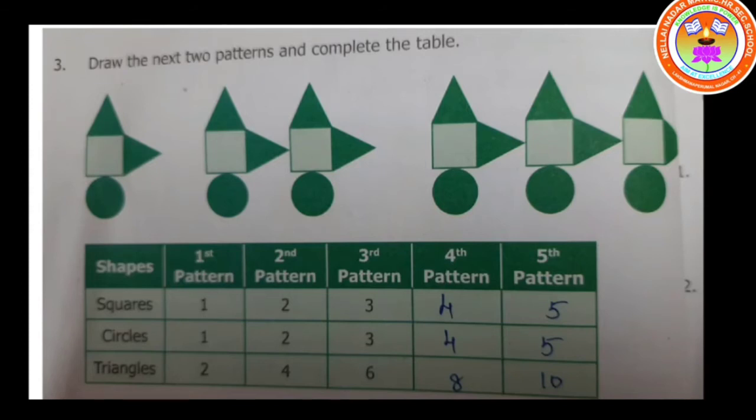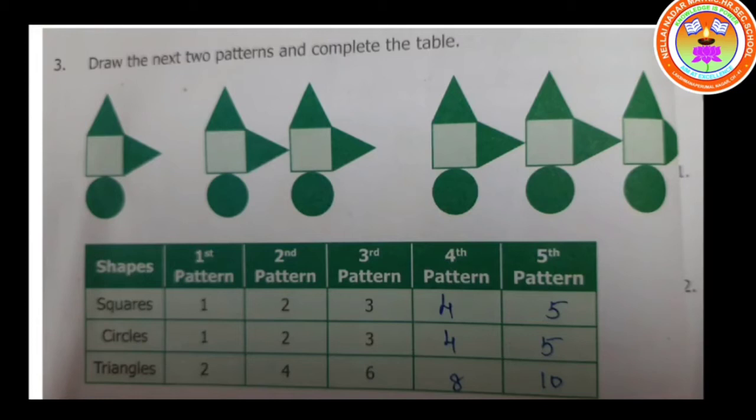In the third pattern, it is just increasing to 3. So automatically the fourth also will increase. How many squares are already here? 1, 2, 3. So next will be 4 and next will be 5. The same with the circles: here already 1, the next one 2 circles, the next one 3 circles. So automatically the next pattern will be 4, then 5. Now look at the triangles.